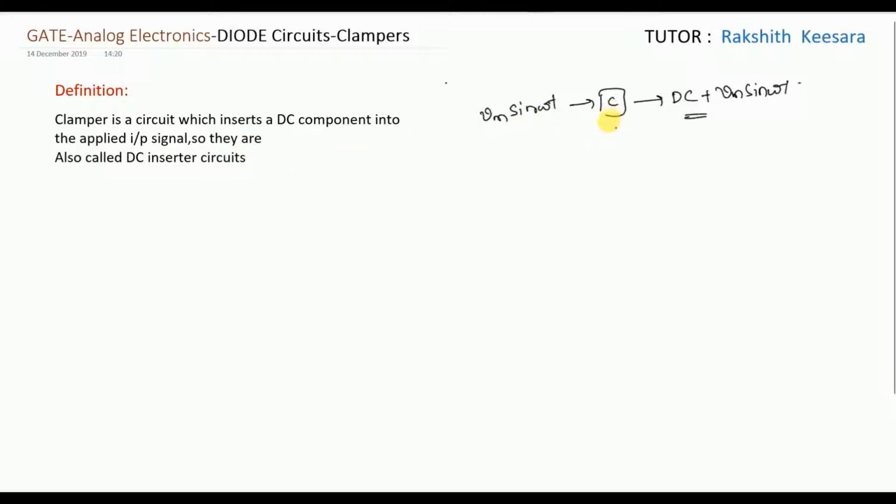So what the clamper can do is, either it can insert a positive DC component or a negative DC component. If it inserts a positive DC component, it is called a positive clamper. If it inserts a negative DC component, it is called a negative clamper. Let me show you the waveforms of this, guys.